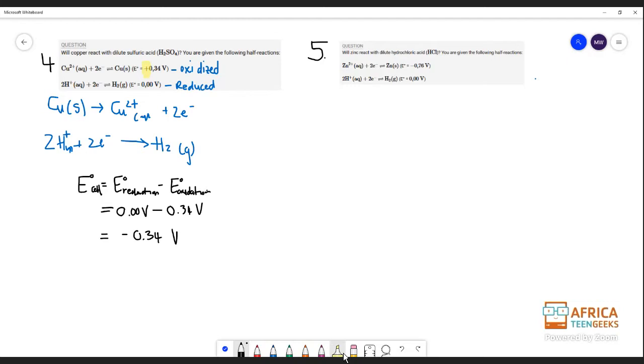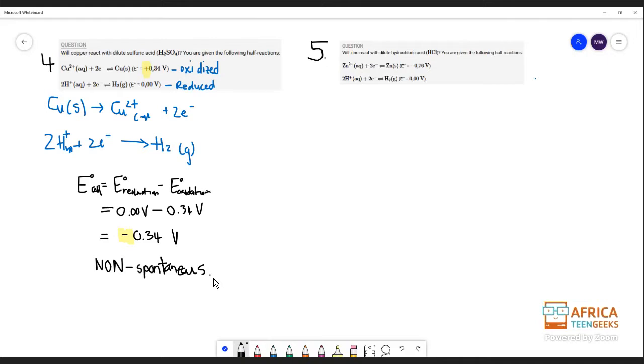And so this means that it is non-spontaneous. So you would actually have to put a current through the system. It wouldn't happen if you just added them together, non-spontaneous. So then your answer would be, no, they won't react because of the fact that it's a non-spontaneous reaction.